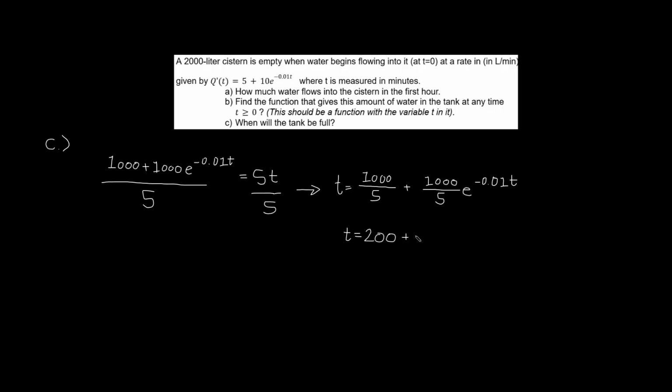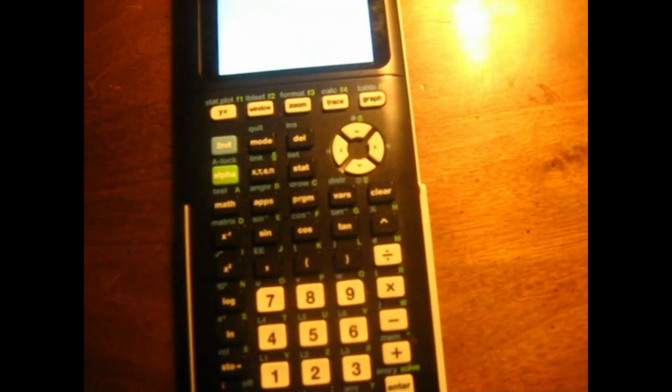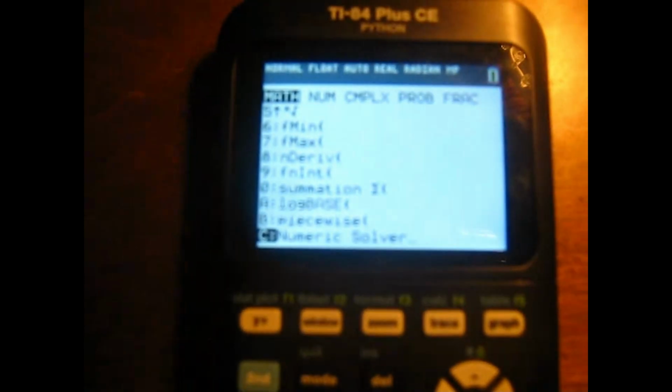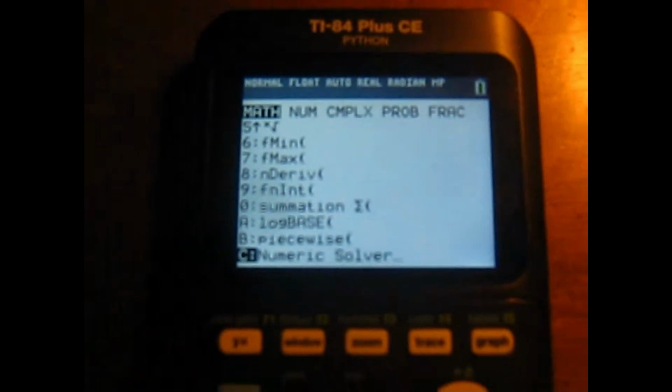At this point in my life, I do not know how to solve this type of problem without a calculator yet, but I do know how to solve it with a calculator. So let me show you how. Okay, you got your TI-84 and you're going to press math. Then you're going to scroll down. You see where it says numeric solver? It's the one on the bottom. You're going to hit that.